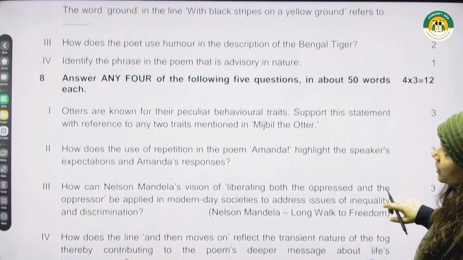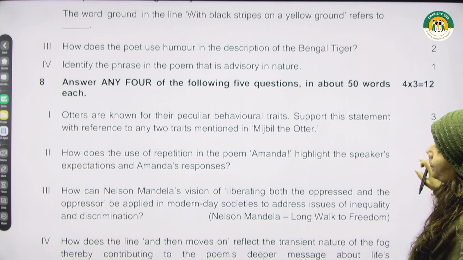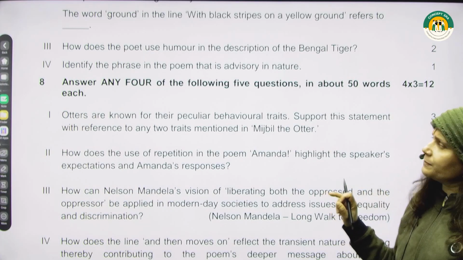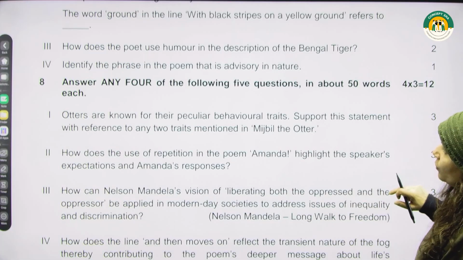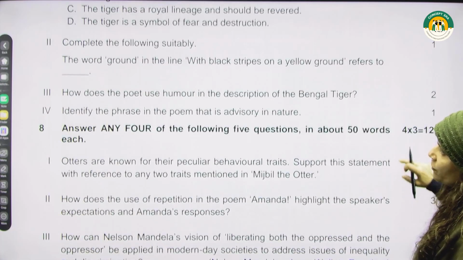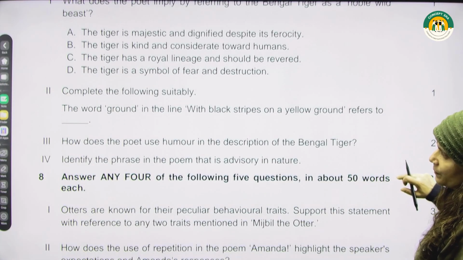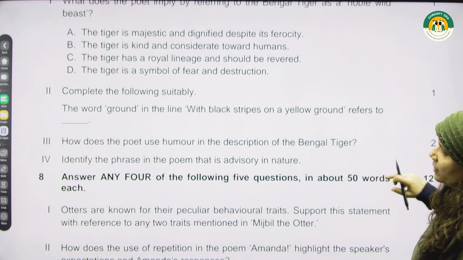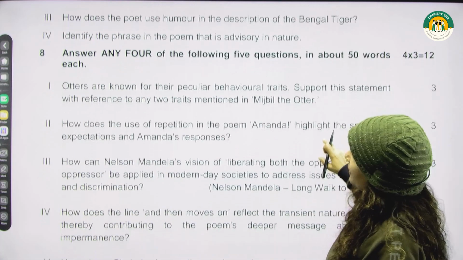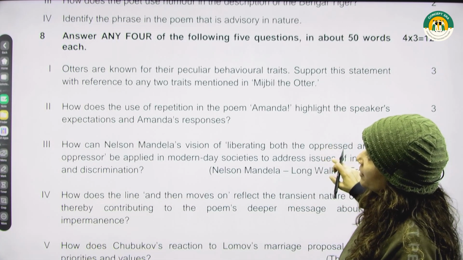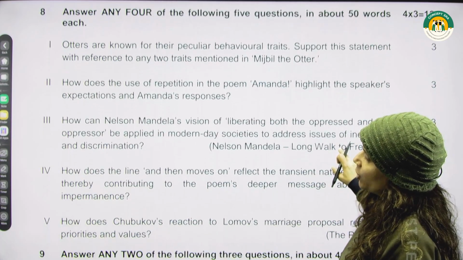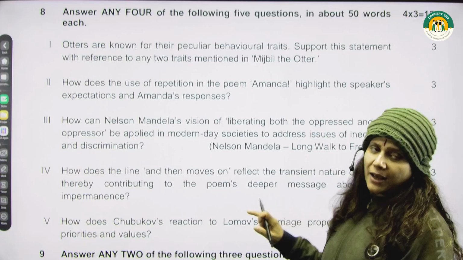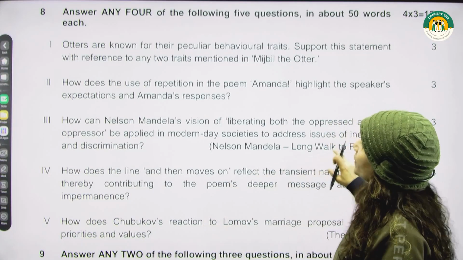Even there are certain questions which are based on poetic devices and vocabulary. So you can find a variety of questions in RTC in question number 7 and question number 6. See, this is question number 8, and in question number 8 the number of questions is 5, and these are SAQ.